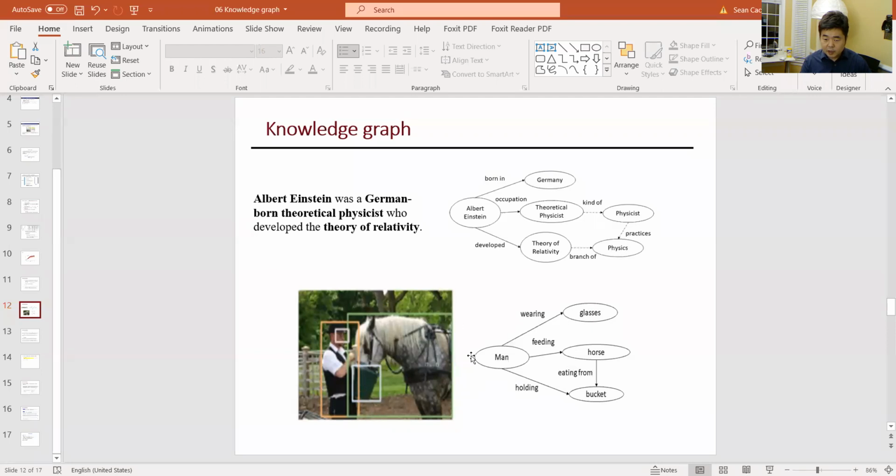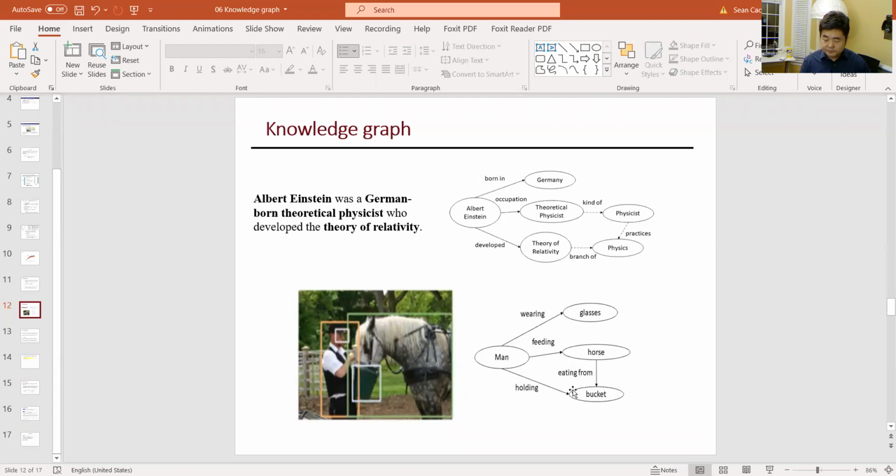Okay, so how exactly do we represent this network? You have identity man, you have a horse, you have a bucket, you have glasses. So you can see the relationship between them. The relationship here is wearing, right? The man wearing the glasses. So man and horse, what's the relationship? Feeding. So what we learn from here is man and horse has a feeding relationship.